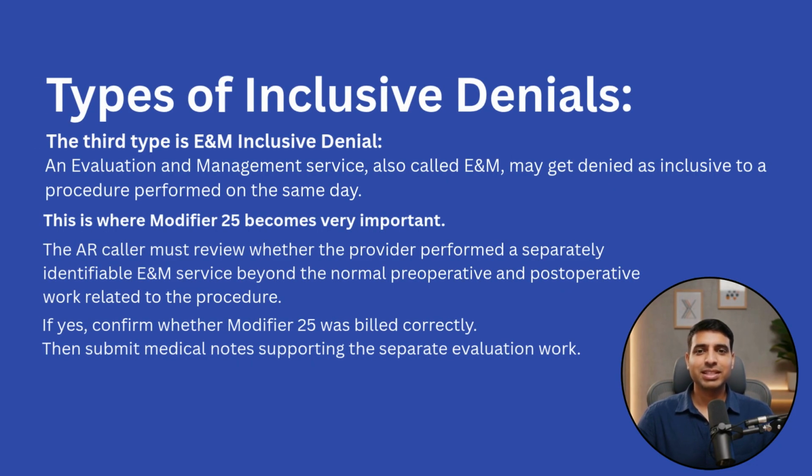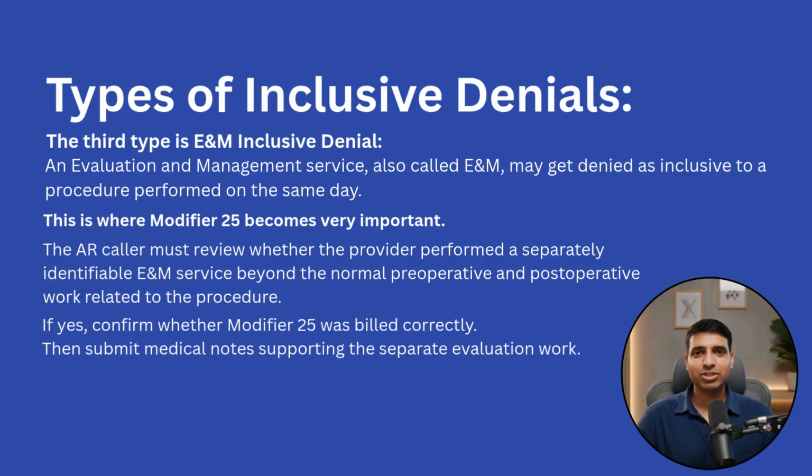The third type is E&M Inclusive Denial. This is extremely common in physician billing. An evaluation and management service, also called E&M, may get denied as inclusive to a procedure performed on the same day. For example, the provider sees the patient and also performs a procedure during the same visit. The insurance company may say the office visit is already included in the procedure payment. This is where modifier 25 becomes very important.